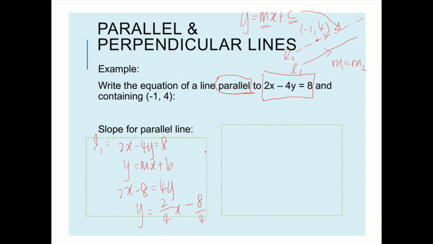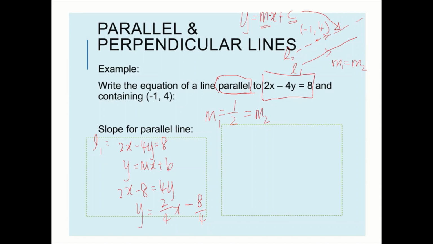And by this, we know the m is 2 over 4, which after simplifying is 1 over 2. And since the second line has the same slope as the first line, the slope of the second line is also 1 over 2 because they are parallel. So we find the slope for the second line by finding the slope for the first line.